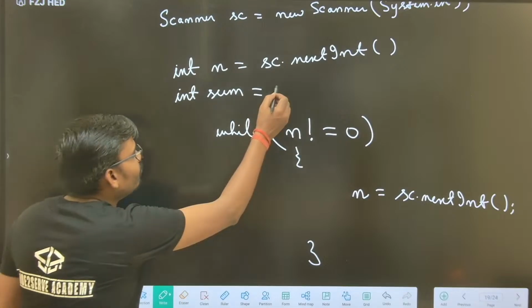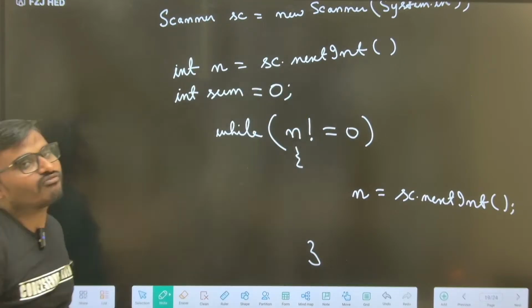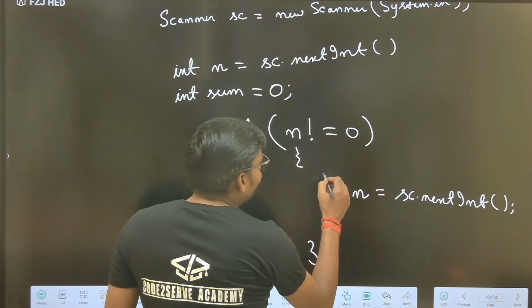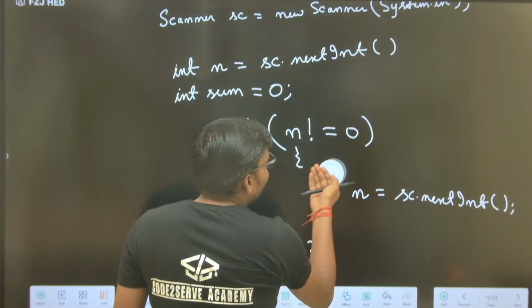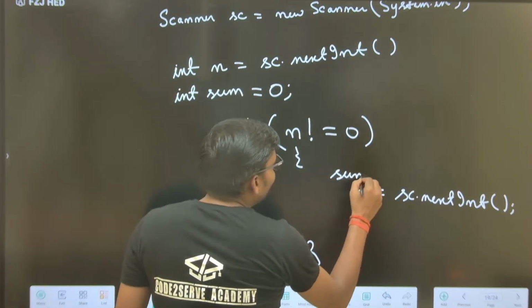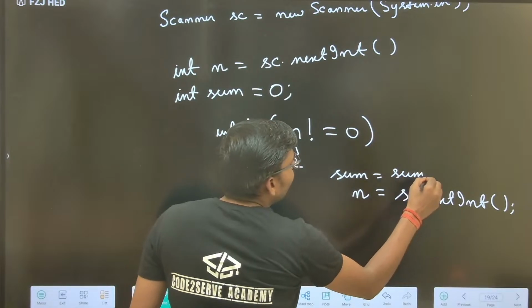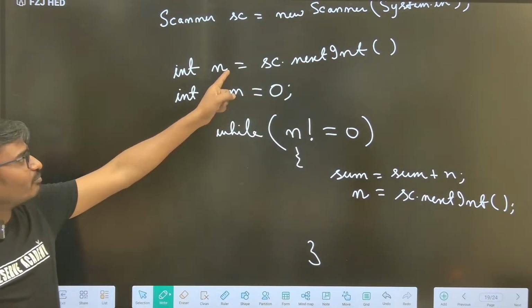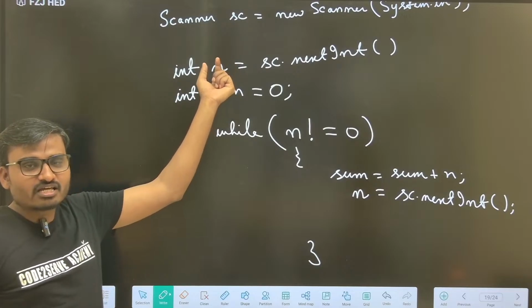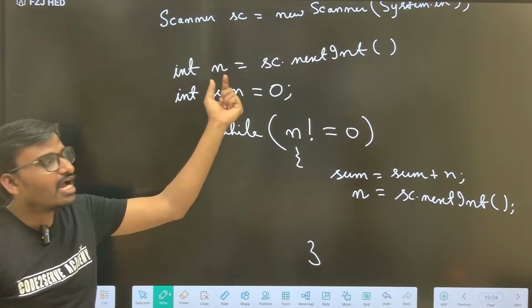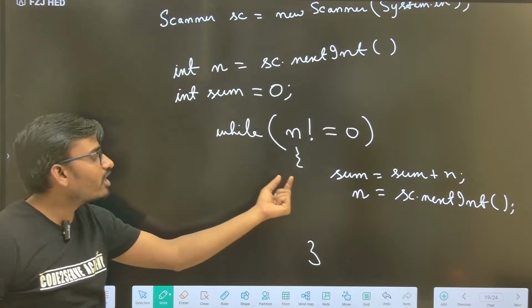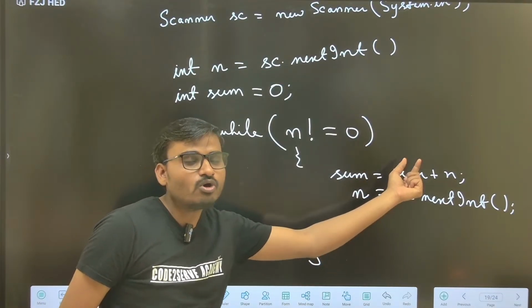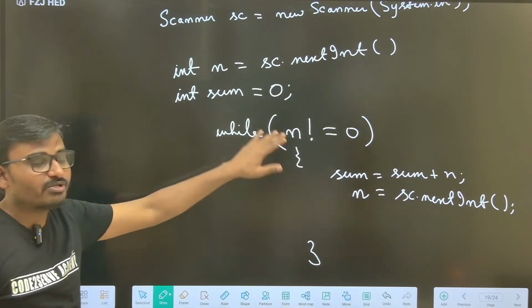So you initialize this with 0 first, not with n. Why? Because here again we need to find the sum. So we'll say sum is equal to sum plus n. Now suppose you take an example: n was 5 and sum was 0. So what will happen? Sum is equal to 0 plus 5, and the result will be stored in sum.